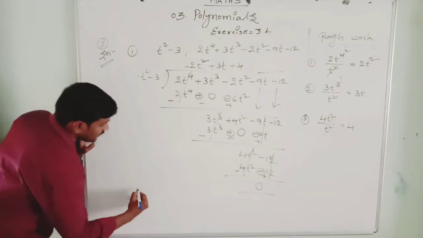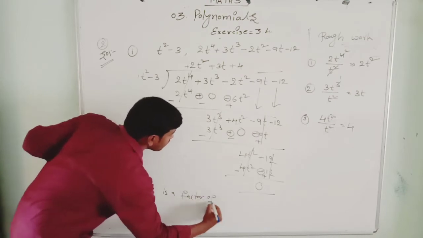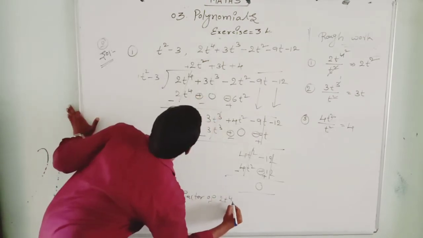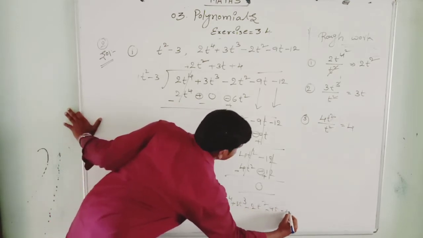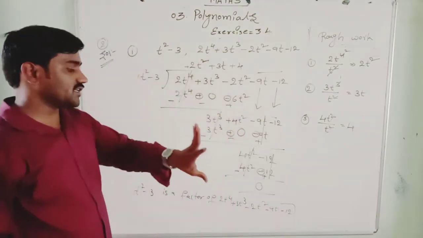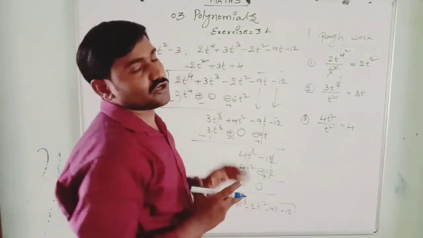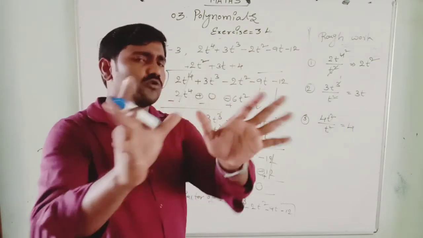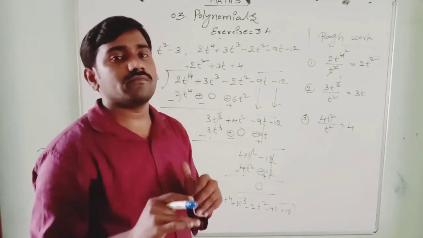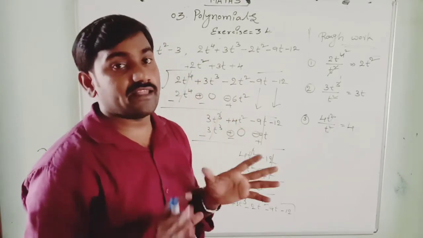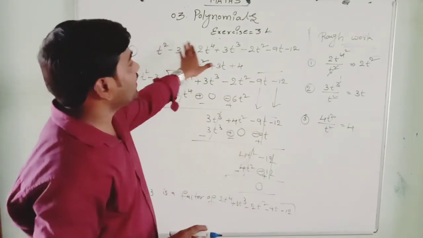Now we can write, therefore, t square minus 3 is a factor of 2t to the power of 4 plus 3t cube minus 2t square minus 9t minus 12. When you divide one polynomial by another polynomial, if the remainder is 0, then they are factors. Here we got remainder 0, no? That's why we can say that the first polynomial is a factor of the second polynomial.